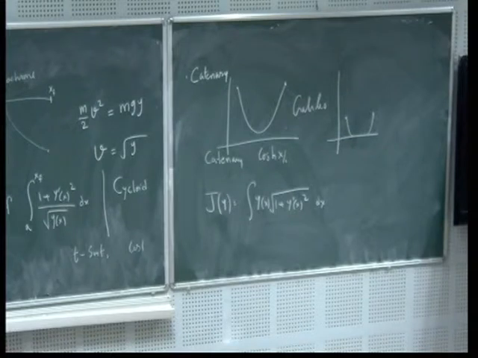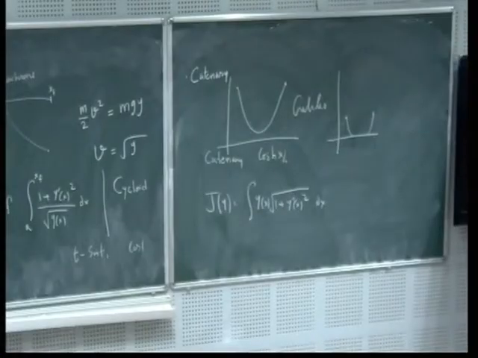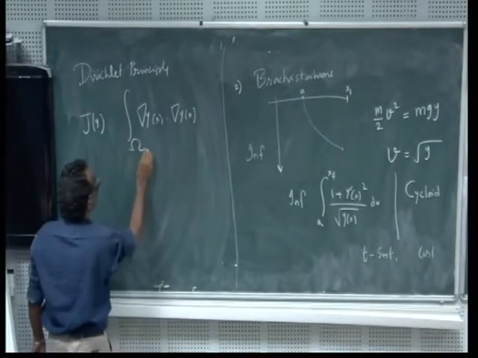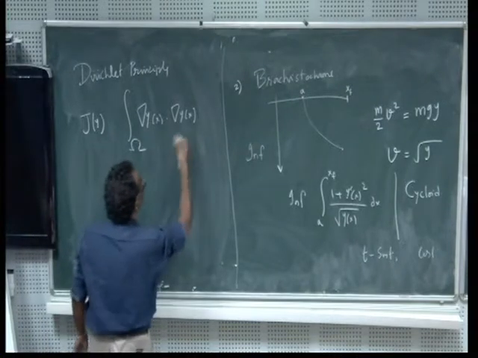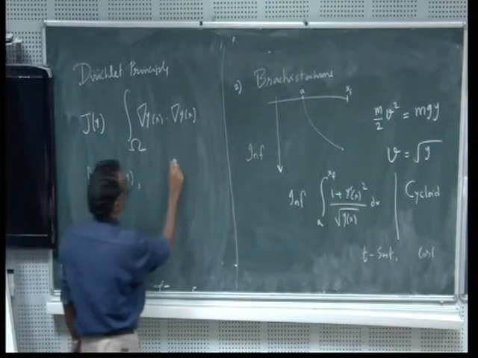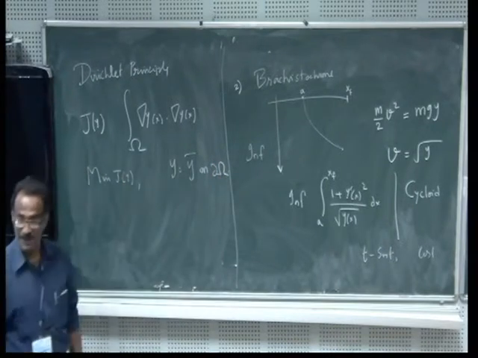The other most interesting example, which the PDE people may be interested in, is the minimization of this functional. This is called the famous Dirichlet problem, the Dirichlet principle: the integral of grad y dot grad y. You have a domain omega. You are looking for surfaces for which this is minimized. What is given to you? You are given y equal to y bar on the boundary. So that you want to minimize that.